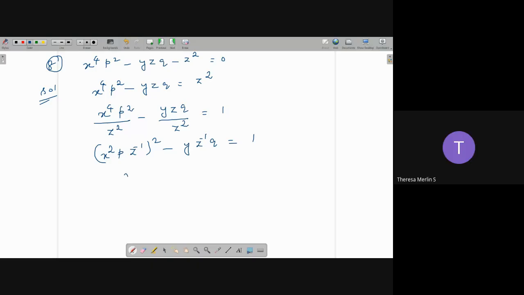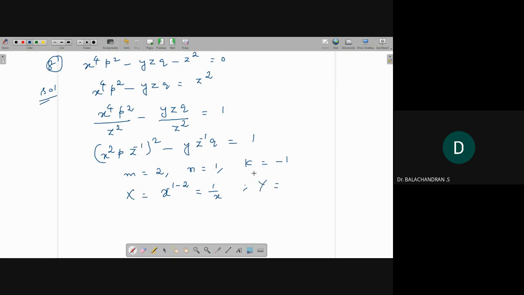m is equal to 2, n is equal to 1, k is equal to minus 1. Then capital X is equal to what? Capital X is equal to x power 1 plus k, x power 1 minus k, 1 minus 2, that means x power minus 1, that is 1 by x.